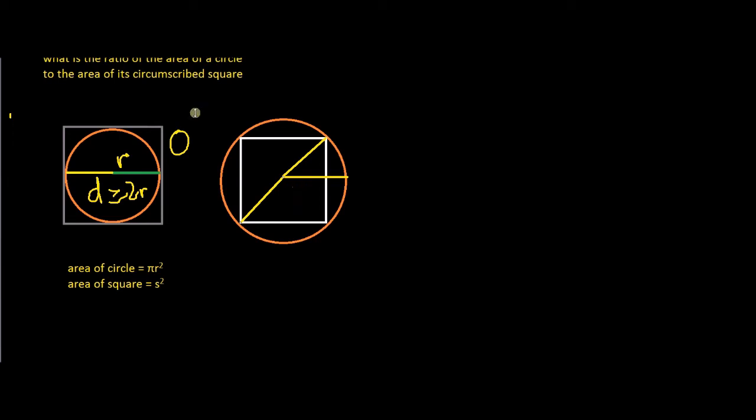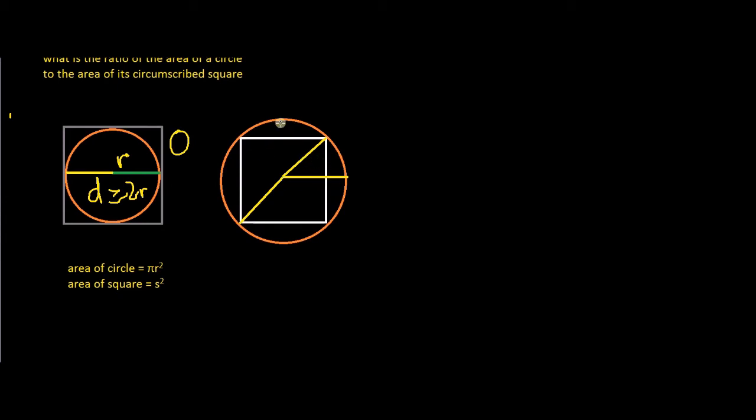So again, we can easily set some arbitrary radius here and see the ratio. Let's change this a little bit. Instead of looking at the ratio of a circle to the area of its circumscribed square, we're going to look at the ratio of the area of a square to the area of its circumscribed circle. So again, let's say this radius here is r.